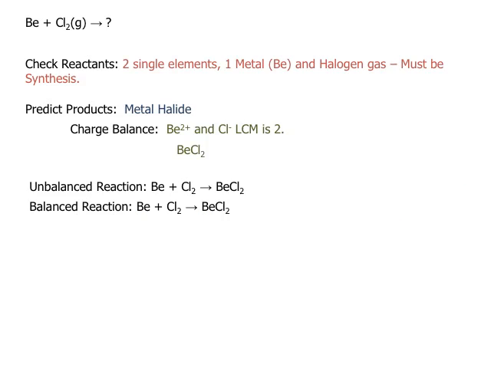Beryllium plus chlorine gas. Same game as before. We've got a metal and we've got a non-metal. We're going to be making beryllium chloride. Beryllium, alkali earth metal, +2. Chlorine, halogen, -1. Crisscross. 2 goes to the chlorine, 1 goes to the Be. It's already simple. And we put that there, and this one's balanced as written. And so I think that is synthesis for you.